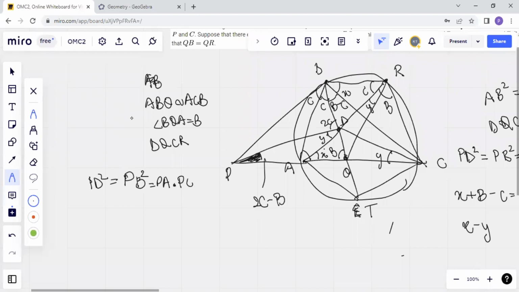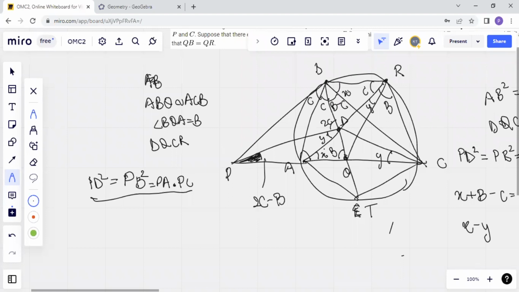And now we just angle chased. To prove QB is QR, we just bash angle chasing. Basically defined QRD as Y and CBR as X, just for simplicity. And we got that CAR is X and DCQ is Y because DQCR is cyclic. And then because of this relation, we had that PD is also tangent to the circumcircle of ADC. So PD is also Y.